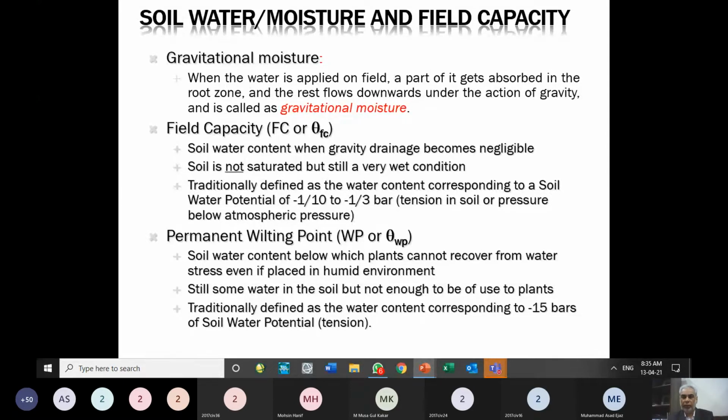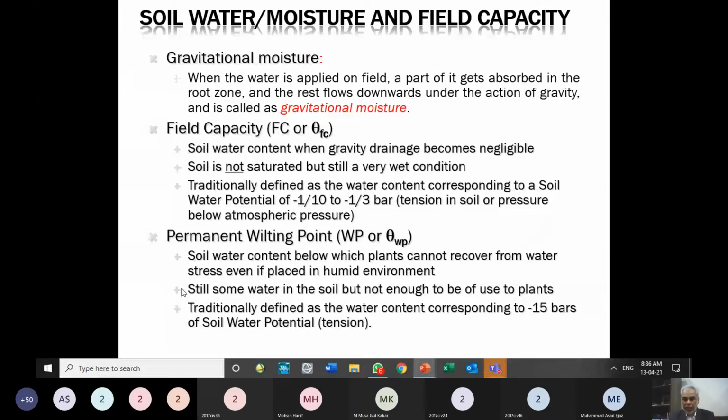Simply, we say it has wilted. So that moisture content, after which the plant will not be able to extract water from the soil, is called the wilting point, represented by theta WP. It is the soil water content below which plants cannot recover from water stress even if placed in a humid environment. After wilting, plant nourishment and growth are affected, and even if I later place it in a very humid condition, its yield will not be the same as the plant which has not reached the wilting point. So this permanent wilting point is that point after which yield will be affected even if I give it water later on.